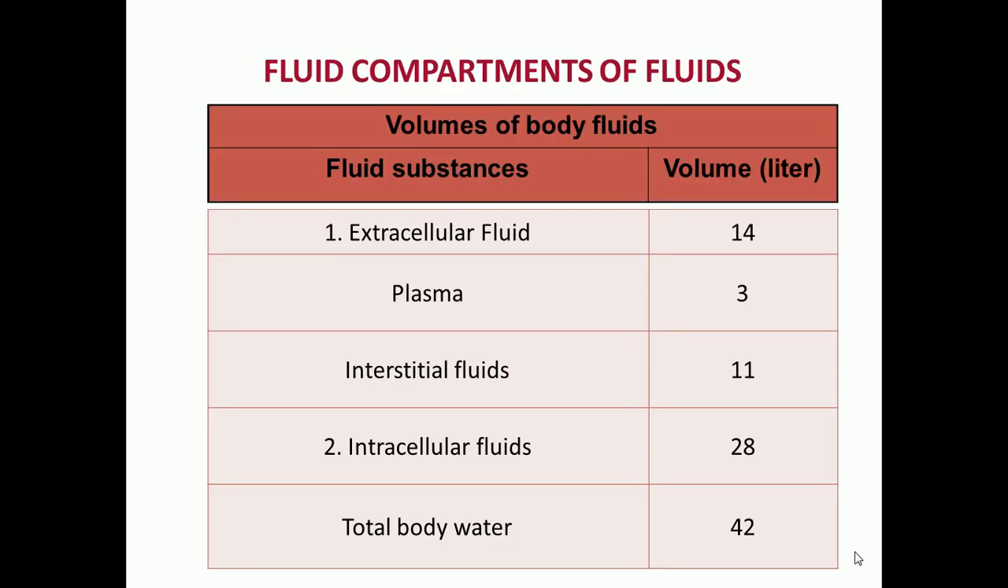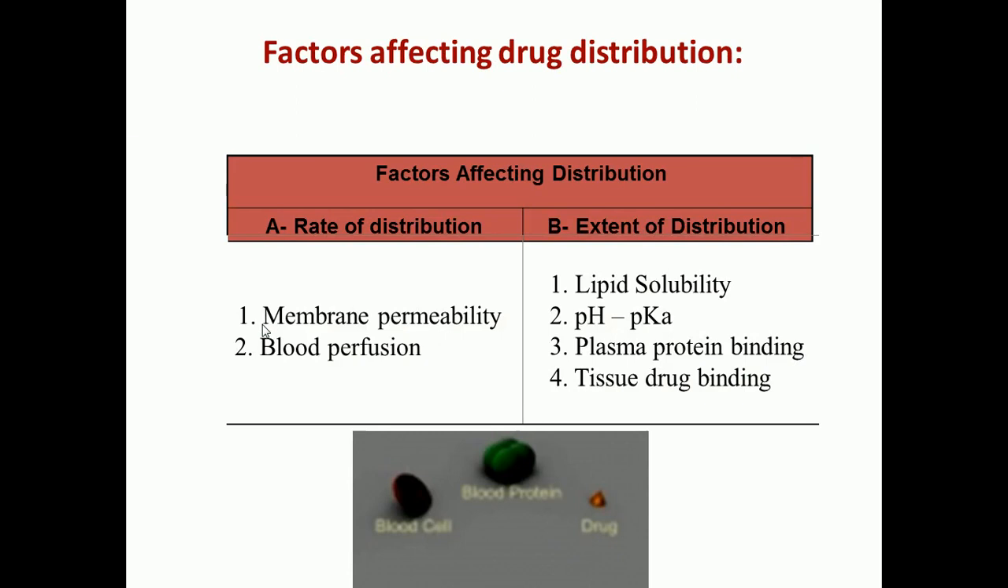Then here are the fluid compartments of the body, the volumes of body fluids. The extracellular fluid is 14 liters. Plasma is 3 liters, while interstitial fluid is 11 liters. Intracellular fluid is around 28 liters. Total body water is 42 liters.